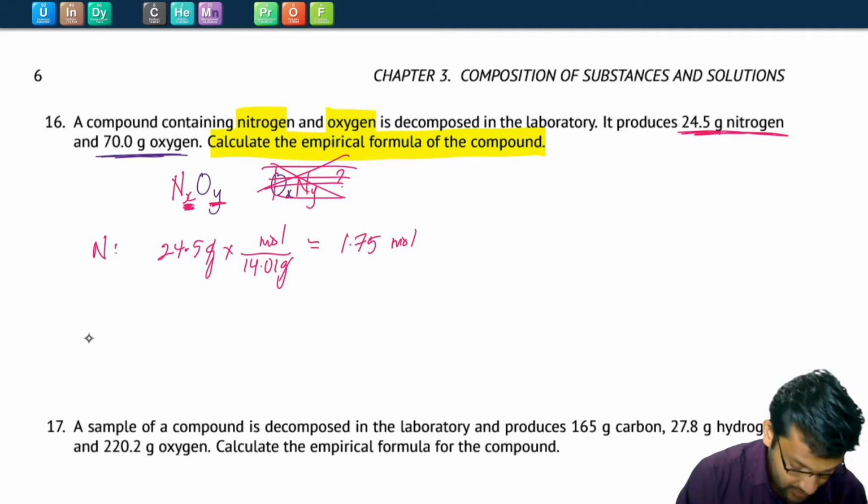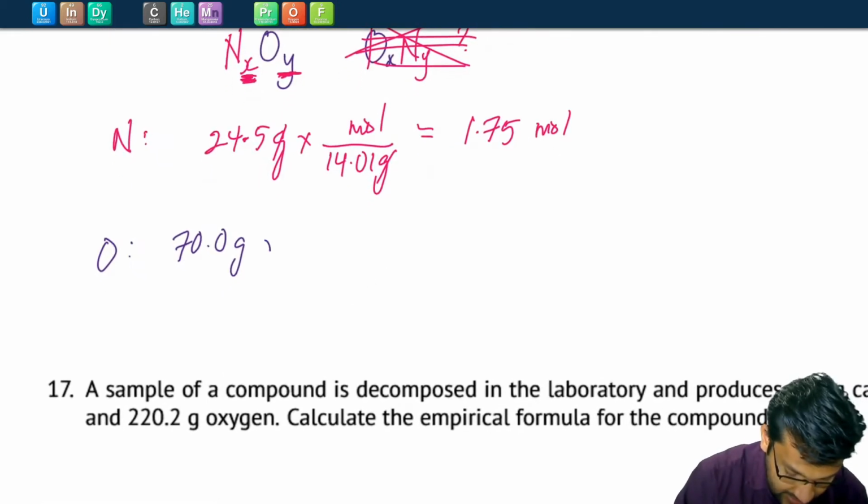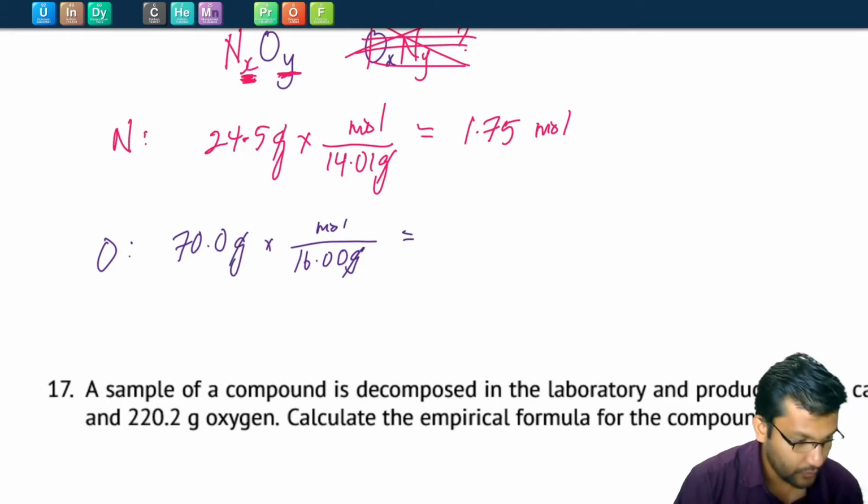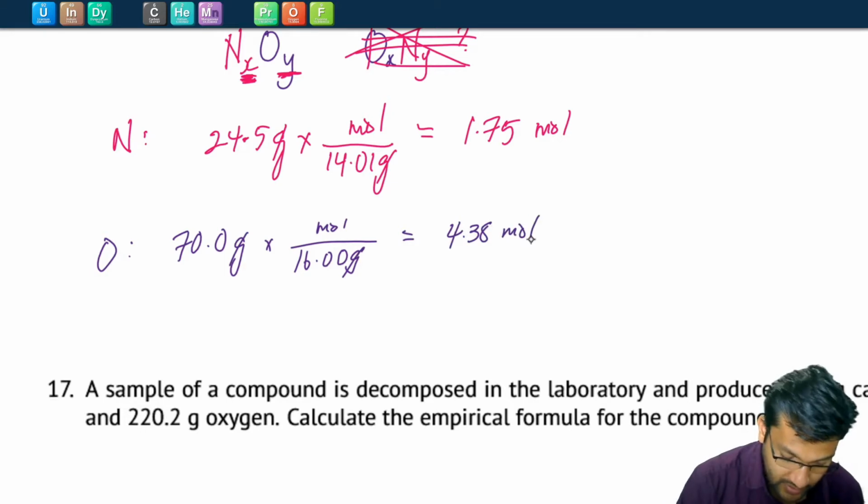We can do the same for oxygen, right? We start with 70.0 grams. The molar mass of oxygen is 16.00 grams per mole, which means that we end up with 4.38 moles of oxygen.